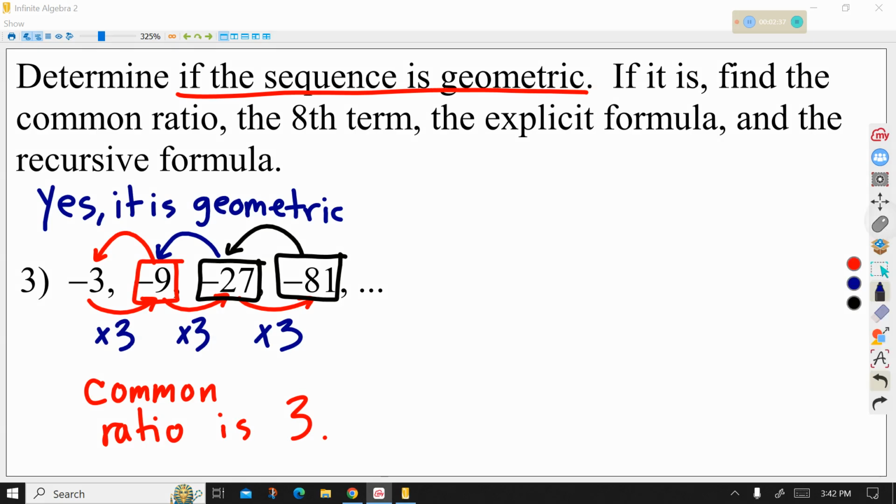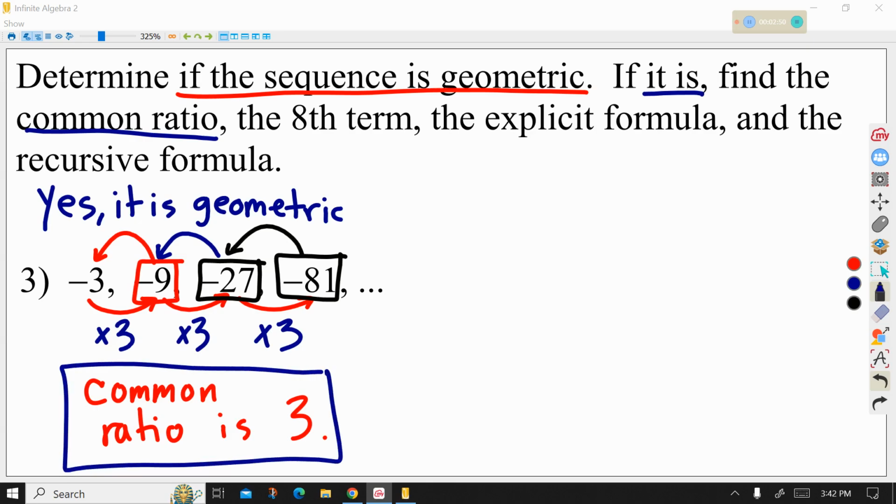So this is a geometric sequence, right? So now we move on because it says if it is, and it is, then we got to find the common ratio. But we found the common ratio. The common ratio is 3. So now we can move on. It tells us to find the 8th term, okay? But we got to hit the brakes a little bit.